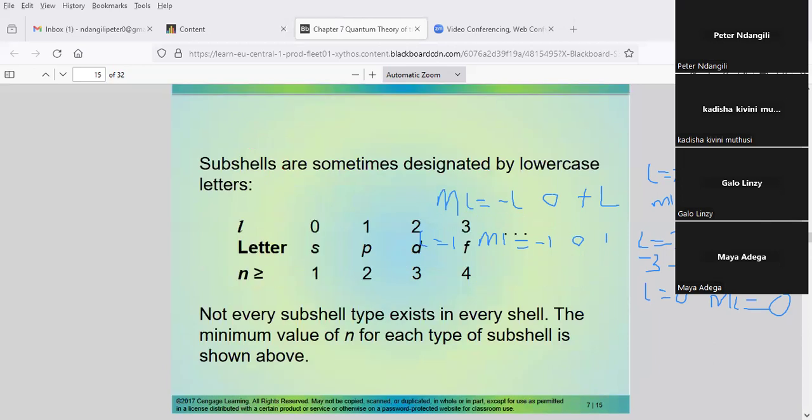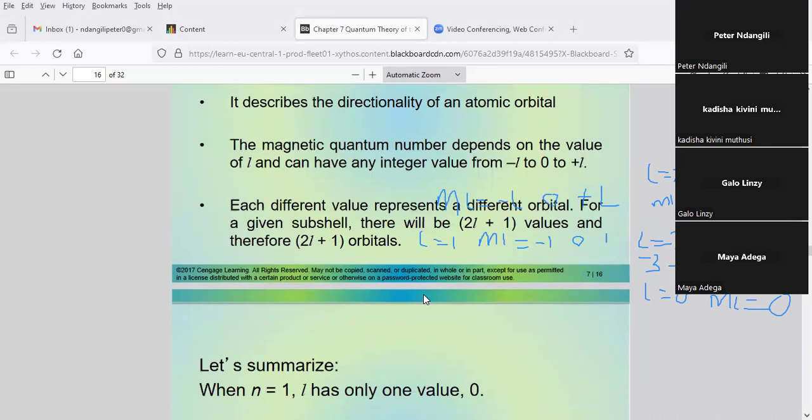No. It means that if you look at the relationship between L and ML, this equation here applies. When you take 2L plus 1, you get the number of values of ML. And those are actually what we call the number of degenerate orbitals. And we will explain that as we go on.